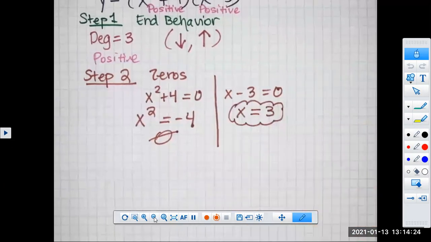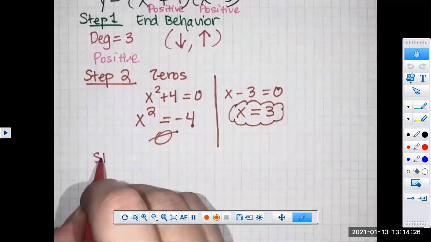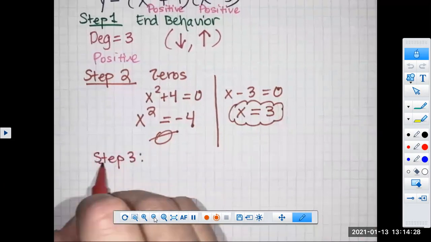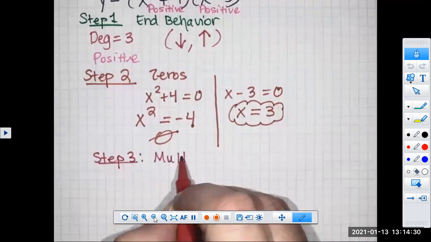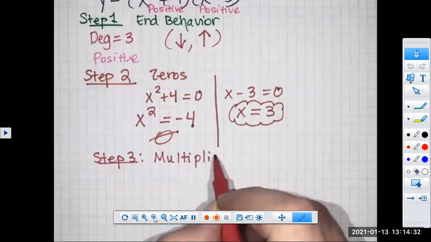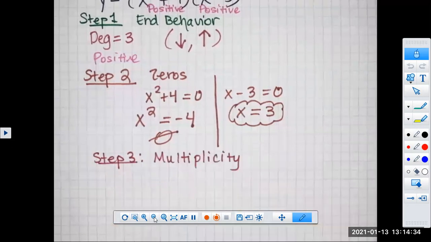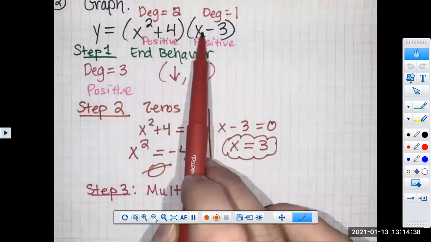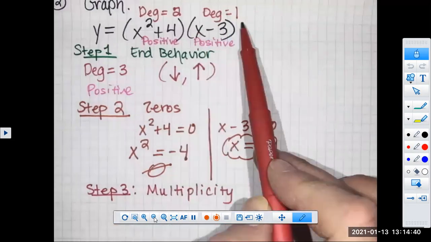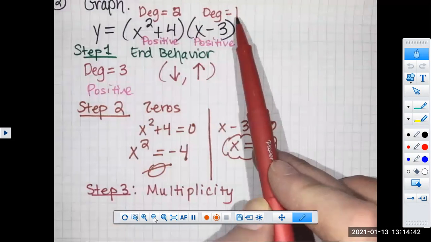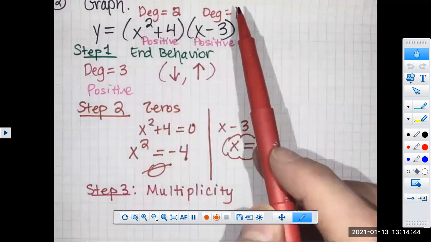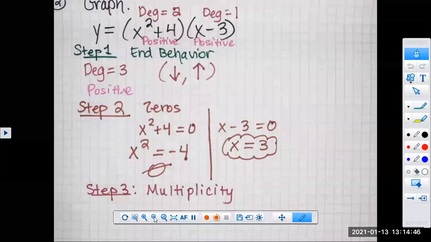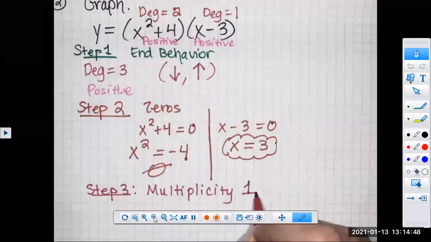In step 3, we determine its multiplicity. How many times did you see x minus 3? Good, you only saw it 1 time. What if x minus 3 would have been squared? Then it would have a multiplicity of what? 2. Good. But you only see it 1 time, so it has a multiplicity of 1.